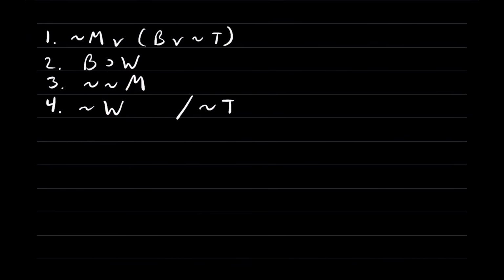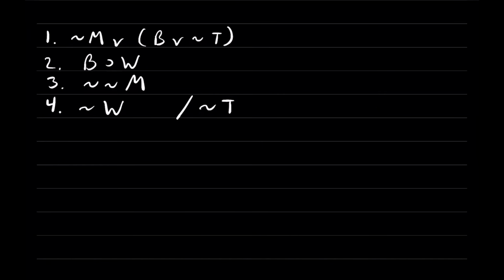Okay, so this argument is looking a little scarier, but it's pretty straightforward still. We've got 4 premises. Line number 1 says either not m, or this expression in parentheses has to be true, b or not t. Line number 2 says B implies W. Line number 3 is not not M.